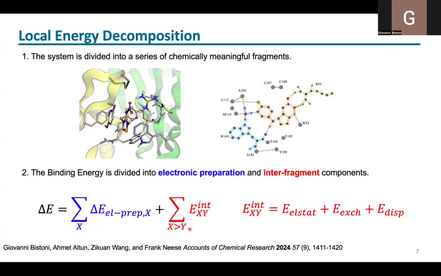Additionally, we have the interfragment contributions, and these represent genuine pairwise interactions. These can be further decomposed into electrostatics, exchange, and dispersion, thus yielding additional insights.